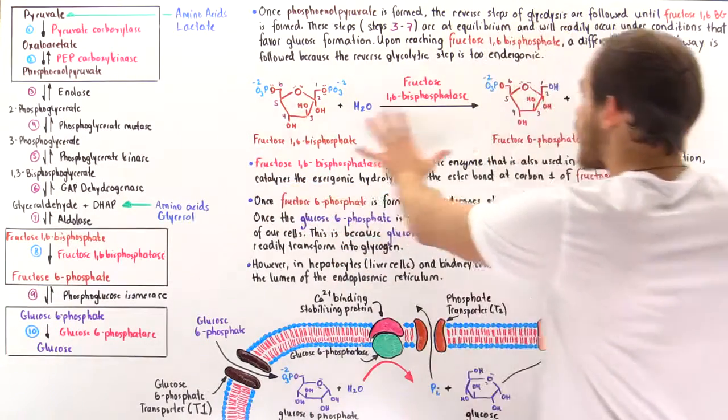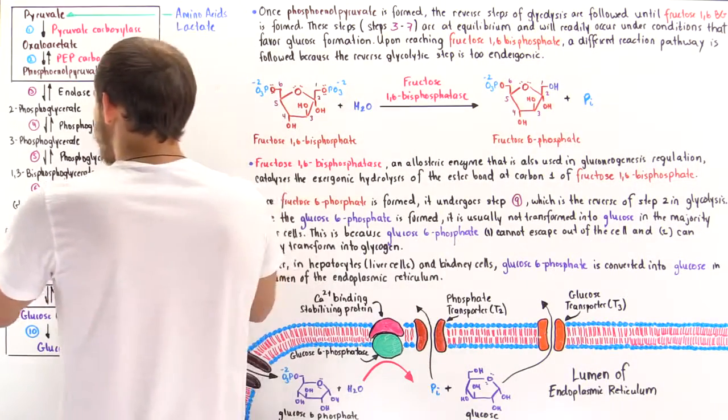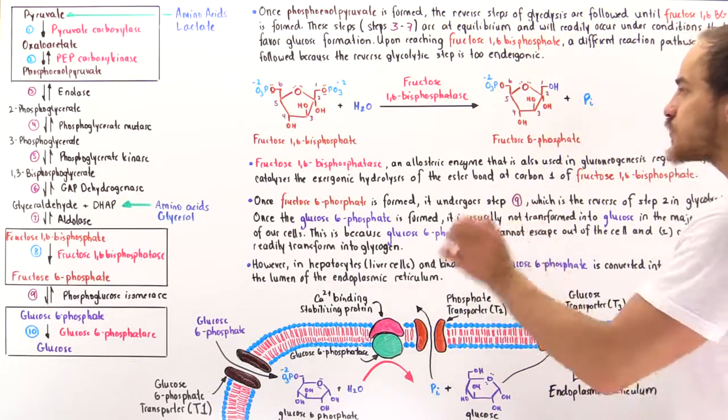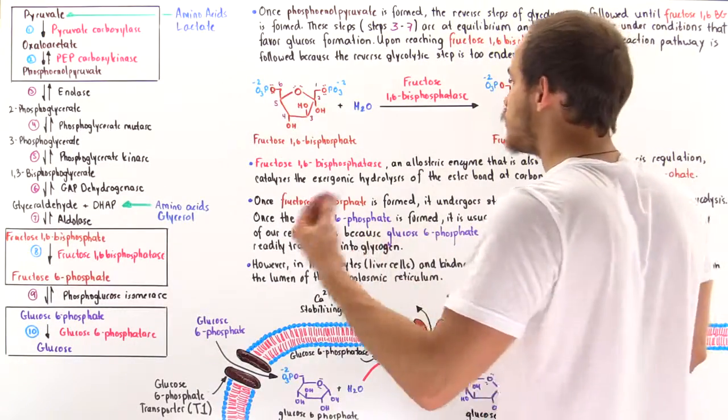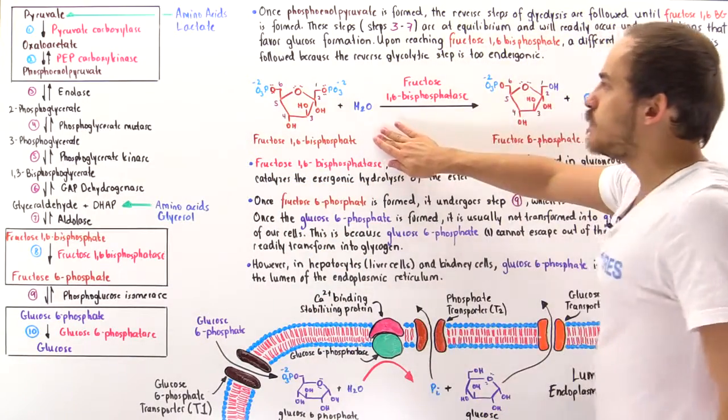So this is the reaction that allows us to convert the fructose 1,6-bisphosphate into the fructose 6-phosphate via an exergonic reaction, an energy-releasing step. So we have the fructose 1,6-bisphosphate.